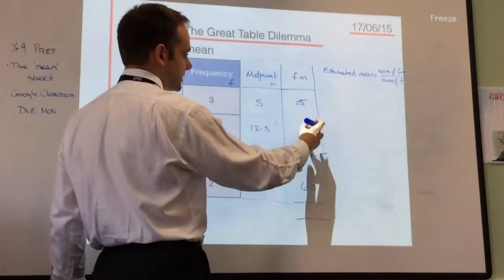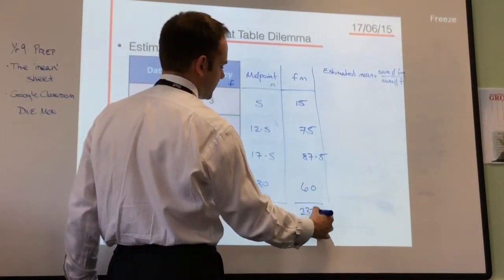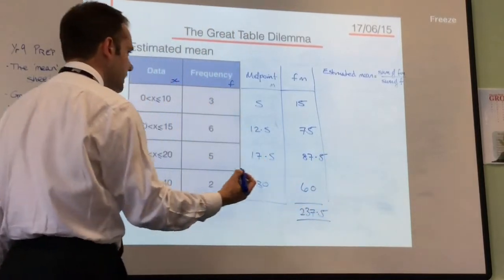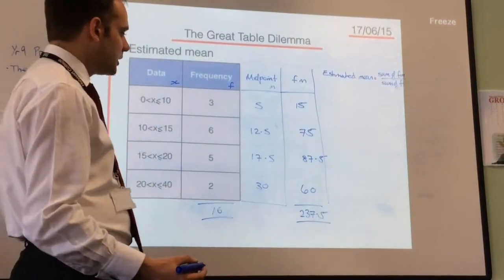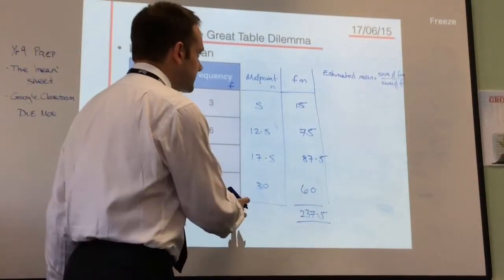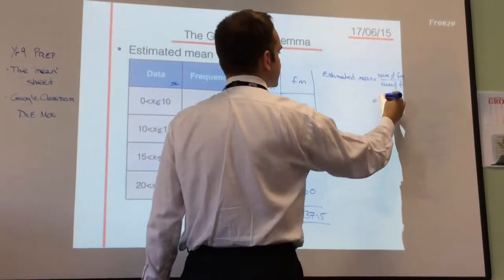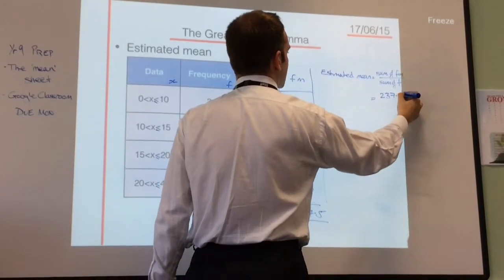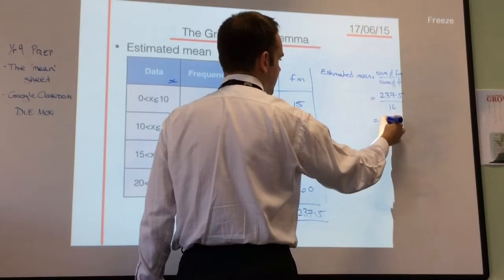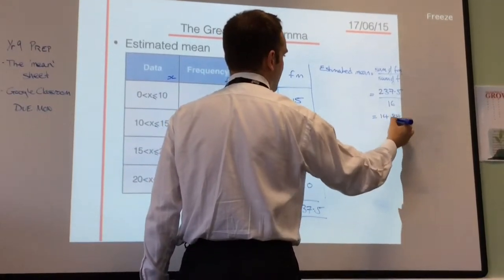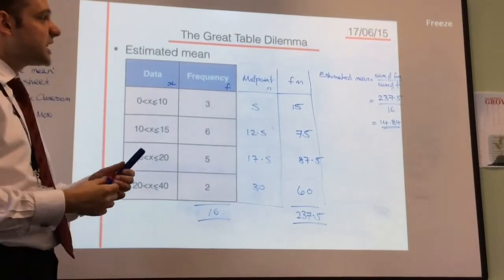Adding up the FMs will get me to 237.5, I think. Yeah. And adding up the frequencies is a bit easier at 16. And once we know these two things, we can just stick them into our formula. The sum of the FMs is 237.5, and the sum of the Fs is 16. If I do that division, I get 14.84.